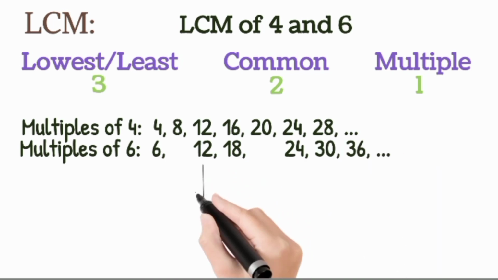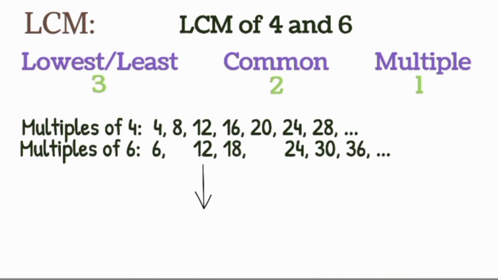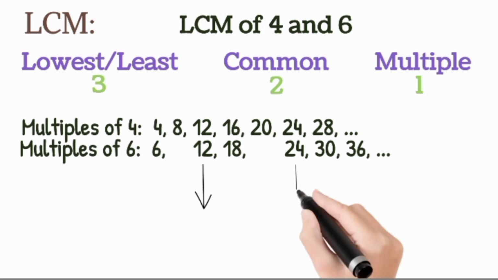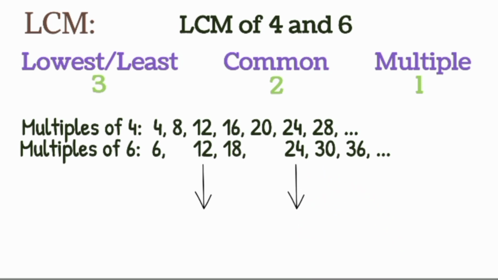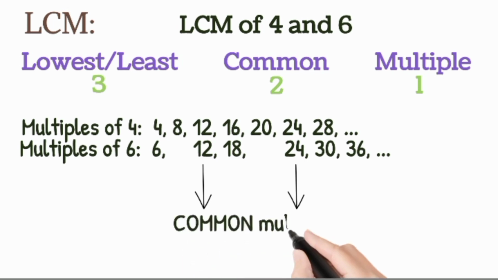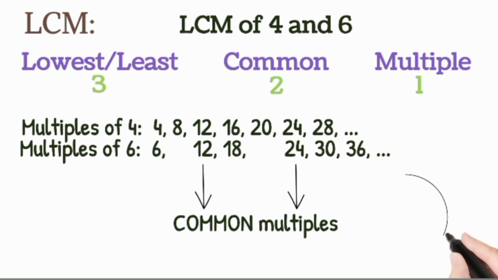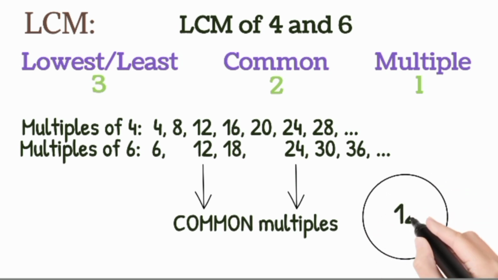Step number 2 is finding out the common multiples. So one of those common multiples I see is 12 and the other I see is 24. There may be more, but we are not interested in more because we are looking for the lowest. So out of these common multiples, the lowest or the least common multiple is 12. So the LCM is 12. Let us look at some more efficient methods to calculate the LCM of any numbers.